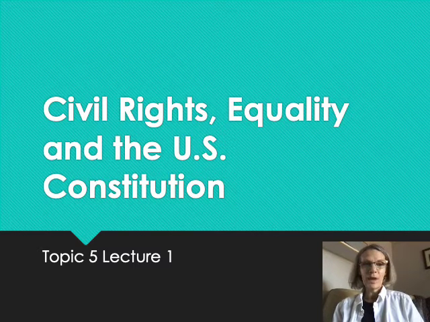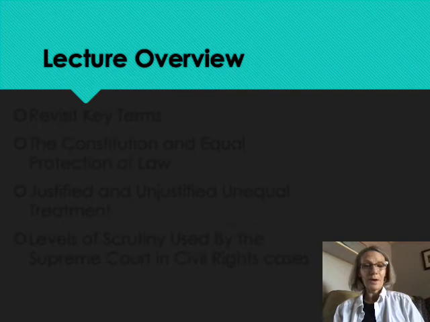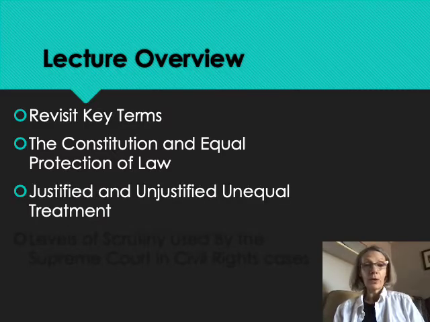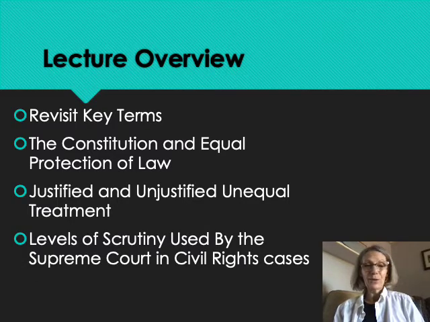And in this, we're going to be talking about civil rights, equality, and the U.S. Constitution. So what are we going to be covering in this lecture? Well, first we're going to revisit some key terms, just so we're all on the same page. Then we're going to talk about the role that the Constitution plays and the meaning of equal protection of the law. Then we're going to look at the difference between justified and unjustified, unequal, or different treatment. And then we'll talk about the levels of scrutiny that are used by the Supreme Court in civil rights cases.